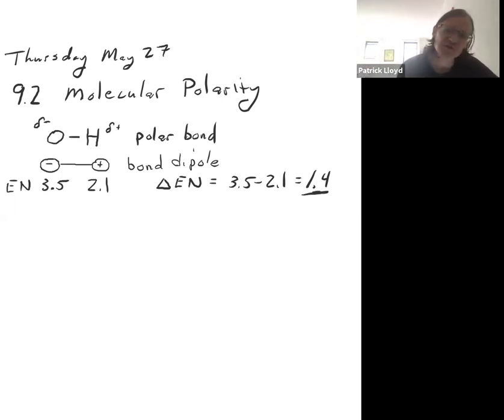We said that if it was greater than 2, it would actually be an ionic bond. But if it was 0.4 or greater, it would be a polar bond. Well, that's a very big difference, 1.4. So that's what gives rise to it. Essentially, what happens is the oxygen atom is so attracted to these electrons in the bond that it pulls those two electrons toward itself, away from the hydrogen.